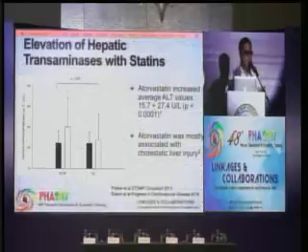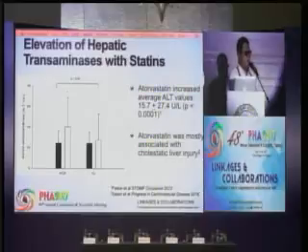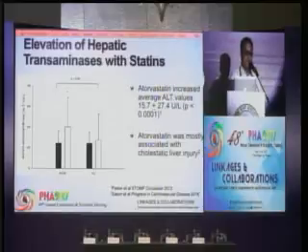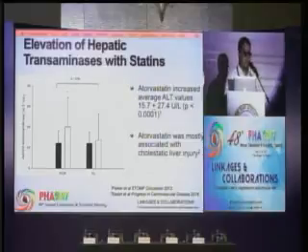In the STOMP trial with atorvastatin, there is an elevation of ALTs, and atorvastatin increased the average ALT values by 15.7 plus or minus 27.4, which is statistically significant, and was mostly associated with cholestatic liver injury.